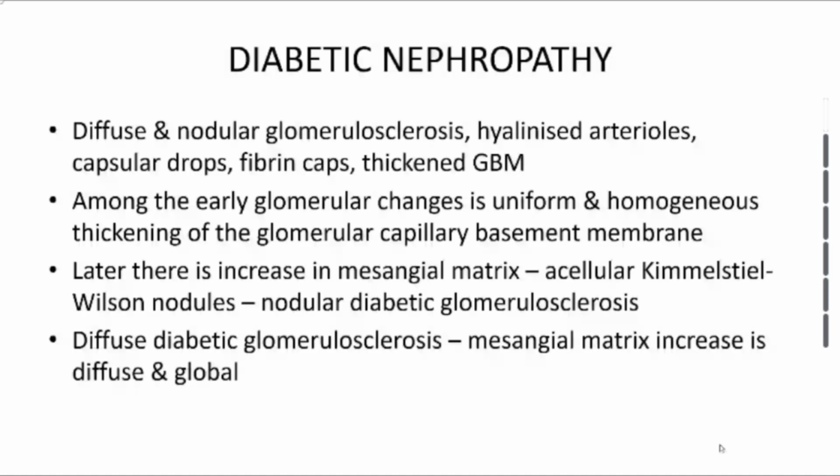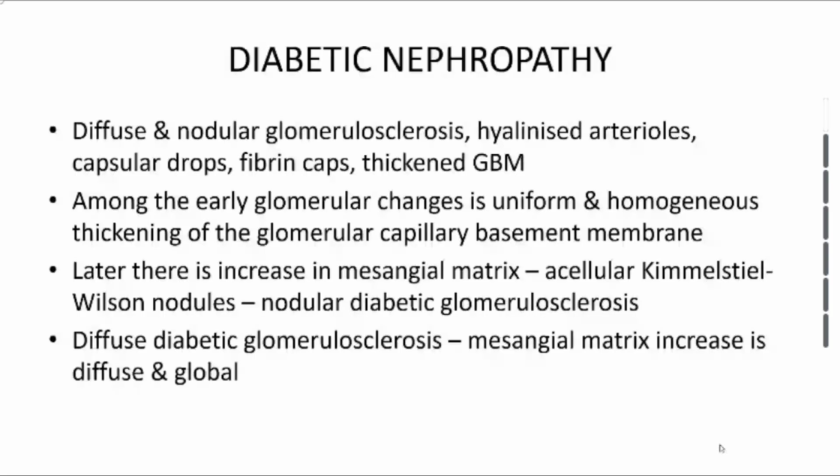Among the early glomerular changes is uniform and homogeneous thickening of the glomerular capillary basement membrane. Later, there is an increase in mesangial matrix. Remember the mesangial cells that we looked at? So there are what we call acellular Kimmel-Stiel-Wilson nodules. That one you will call nodular diabetic glomerulosclerosis.